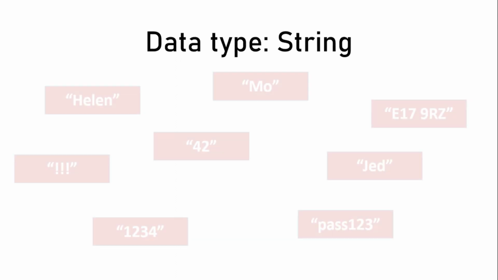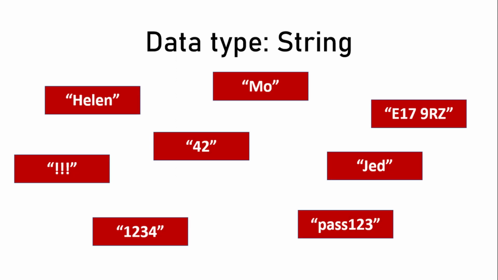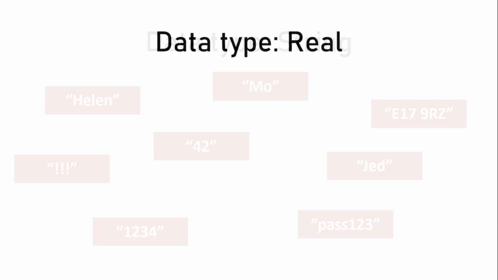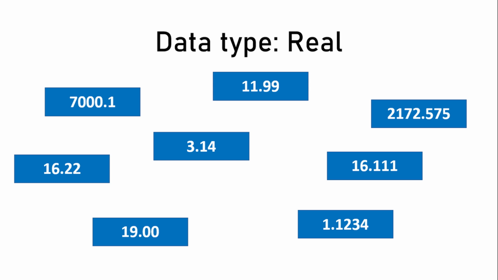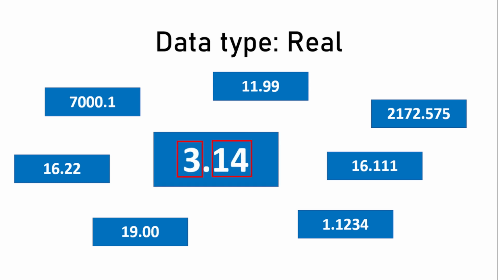Let's take a closer look at some data types. String. This data type holds a series of characters, which could be letters, numbers or symbols. Programming languages often put a string inside speech marks. Real. This data type is used to hold decimal numbers. In reality, it stores the whole number and the decimal number or fraction that goes with it.